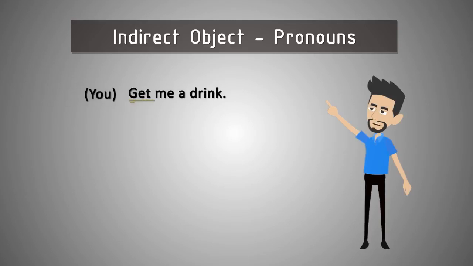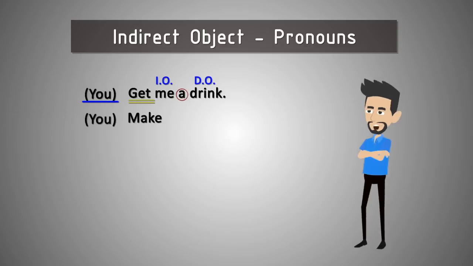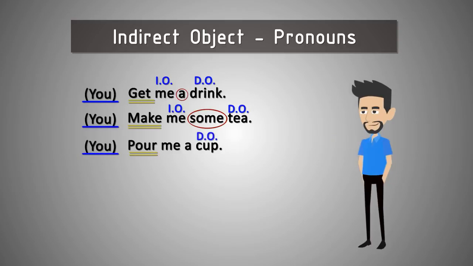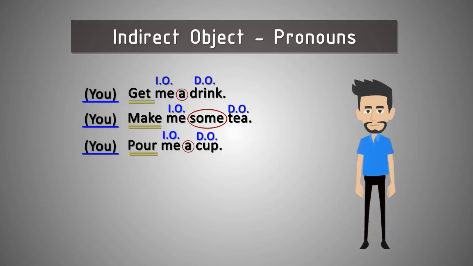Get me a drink. Make me some tea. Pour me a cup. These are all examples of sentences that contain pronouns as indirect objects.